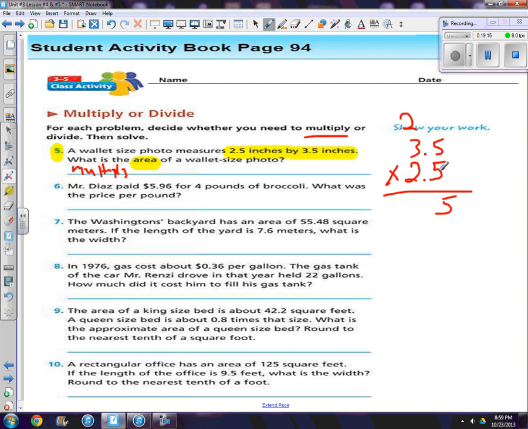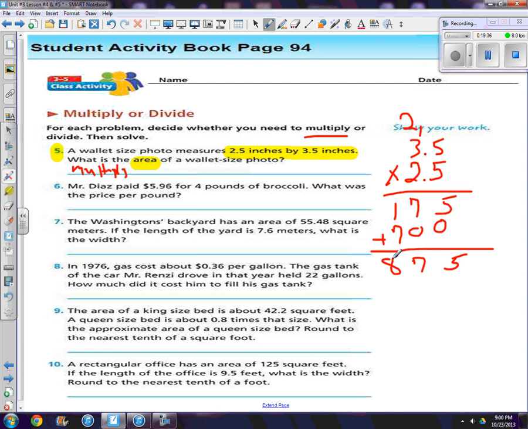Carry the 2. 5 times 3 is 15, plus the 2 would be 17. When I move over to the 2, I always like to add a 0 down here. 2 times 5 is 10. Carry the 1. 2 times 3 is 6, plus 1 is 7. And you get your final answer here is 5, 7, and 8.